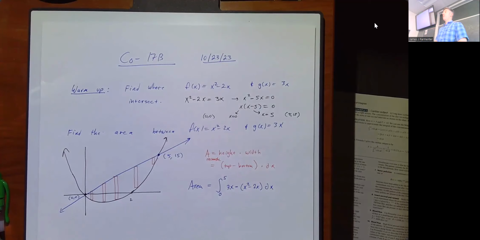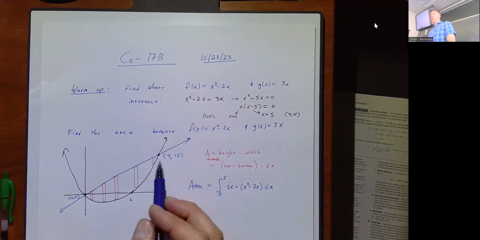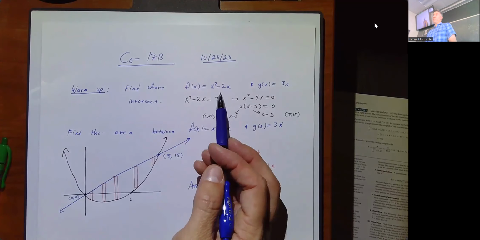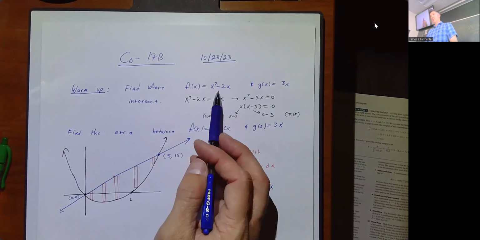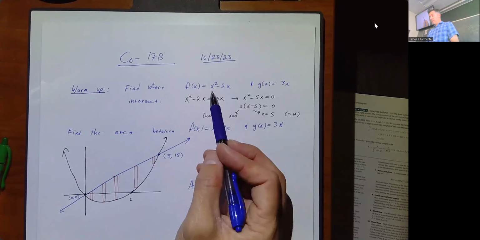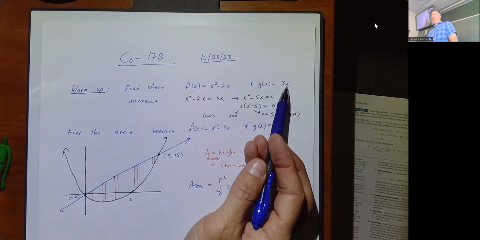If I hadn't drawn the picture, here's how you would figure it out. These intersect at 0 and 5, meaning if I plug in 0 to either function, they should have the same y value: 0 minus 0 is 0, and 3 times 0 is 0. If I plug in 5 to either function, they should have the same y value: 25 minus 10 is 15, and 3 times 5 is 15.